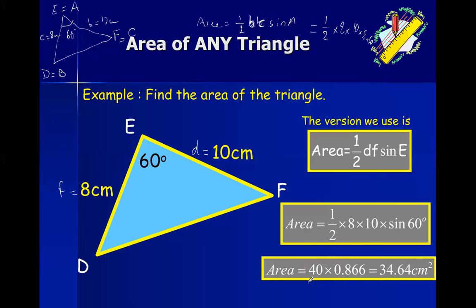Then 40 times 0.866, which is 34.64. So they've not told us. So here, technically, you would put 2 decimal places. So you've decided to round it to 2 decimal places. That's perfect.